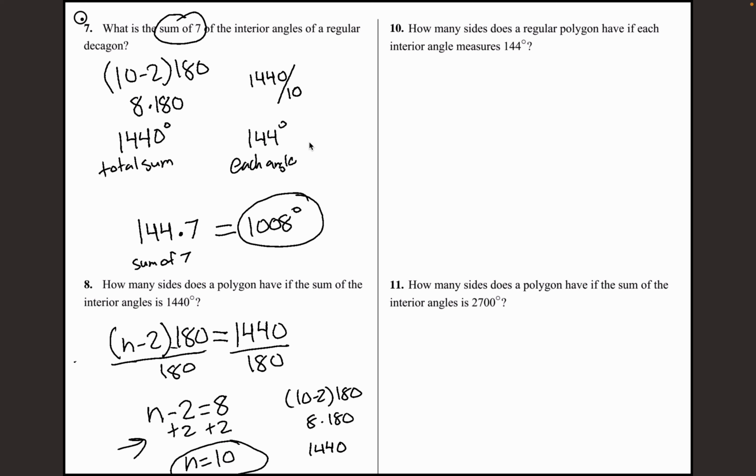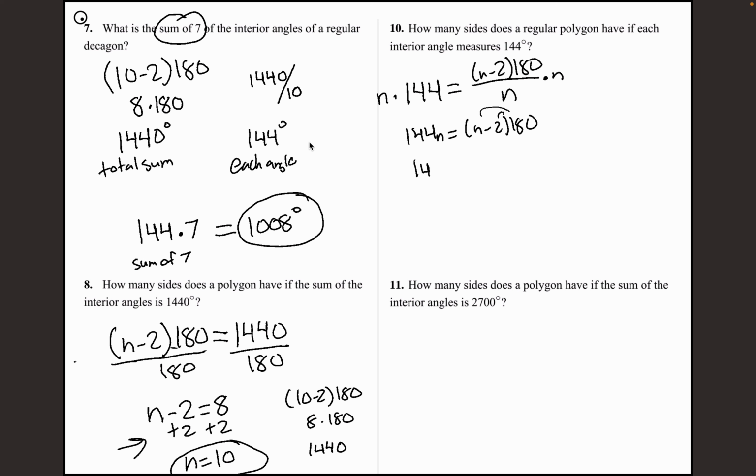All right, let's talk about this. Number 10. Listen. Number 10 is asking how many sides does a regular polygon have if each interior angle measures 144? We're going to set it up like 144 equals n minus 2 times 180 over n. I have to get rid of the n on the bottom, so what do I have to do? Times both sides by n. So I get 144 equals n minus 2 times 180. Now I have to distribute.